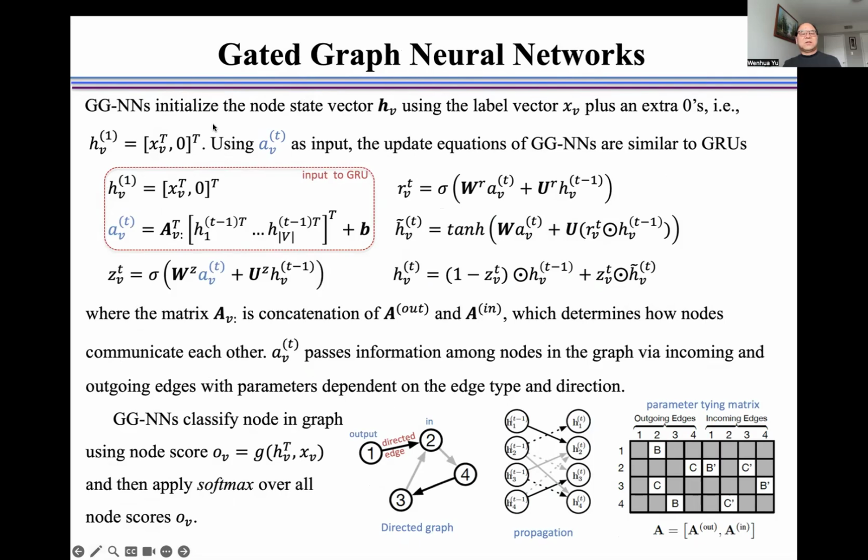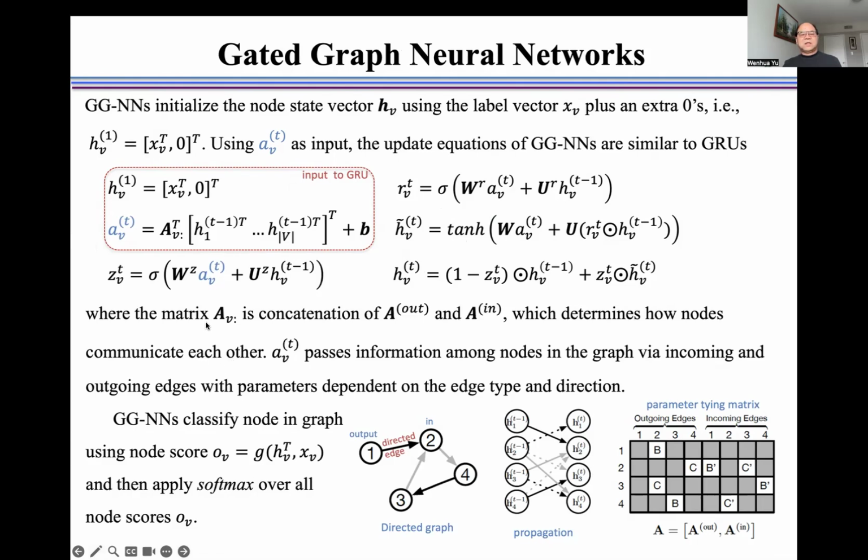Gated graph neural networks initialize the node state vector H using the label vector X plus 1, X or 0. Using AV as the input, the update equations of gated graph neural networks are similar to gated recurrent units. Here, AV is used as the input to the gated recurrent unit, as shown here.